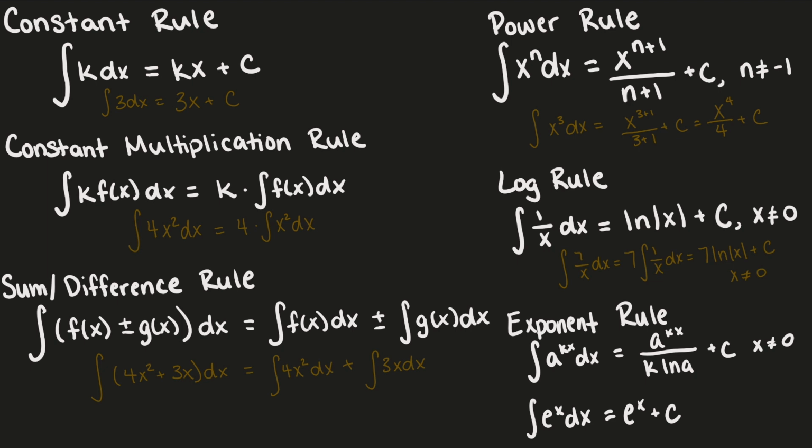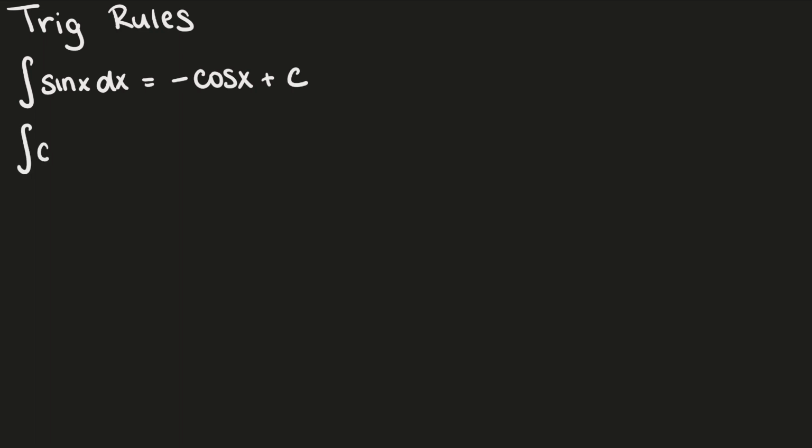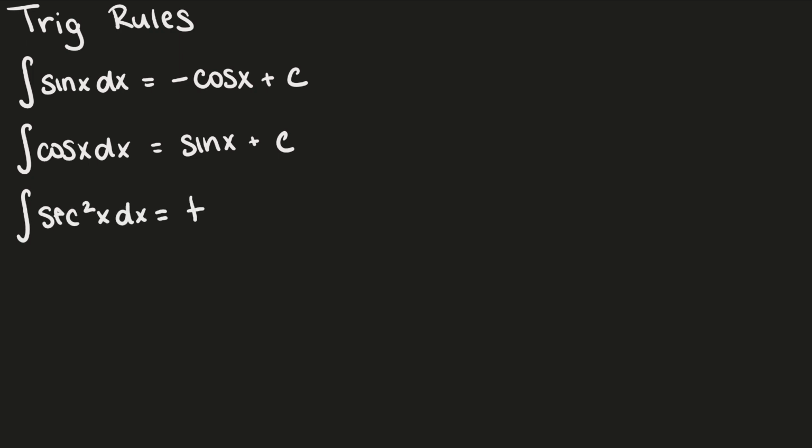So then we also have some trig rules that we use to solve any trig integrals that we have. So let's go over all of our trig rules. The integral of sine x dx is going to be equal to negative cosine x plus c. The integral of cosine x dx is equal to sine x plus c. The integral of secant squared x dx is going to be equal to tan x plus c.